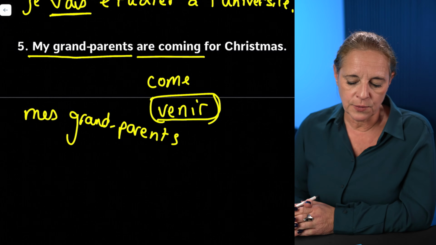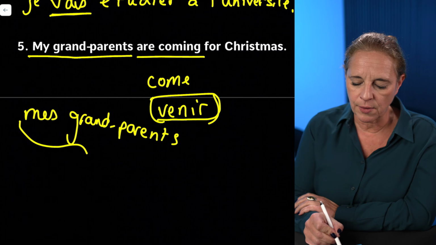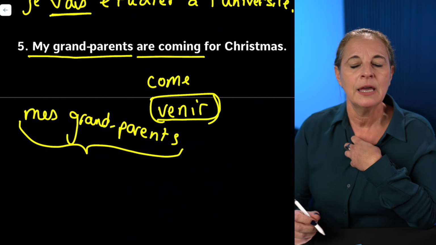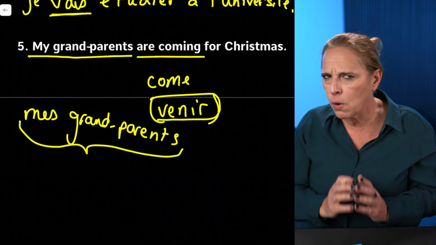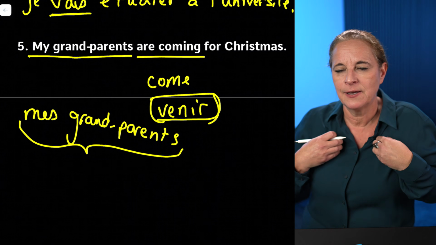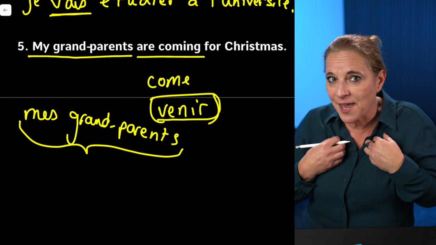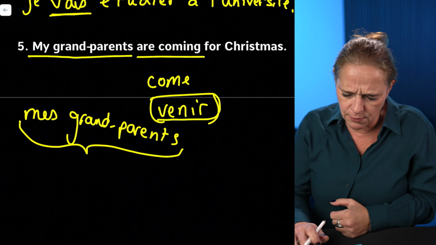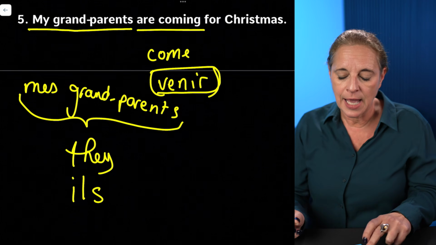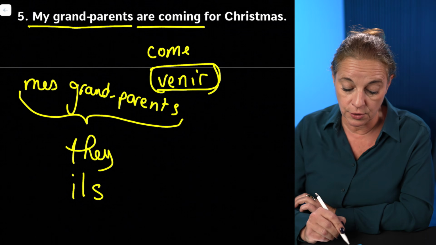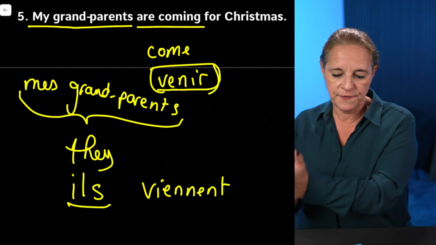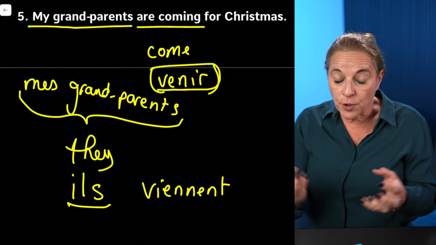So the second difficulty you will have here is identifying mes grands-parents and what subject pronoun it can be replaced by. Je, I? No, it's my grandparents. Tu? No, because it's my grandparents. So it is they. When we are talking about my grandparents, we talk about they. And in French, it's ils. How do you say are coming? Using venir, using ils, it's viennent. Ils viennent. Okay? So now we've got everything.